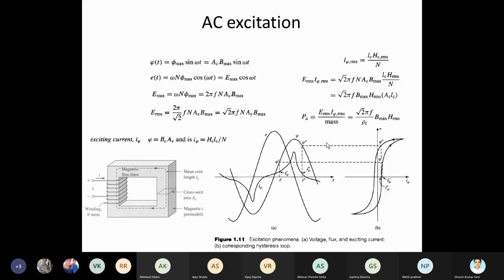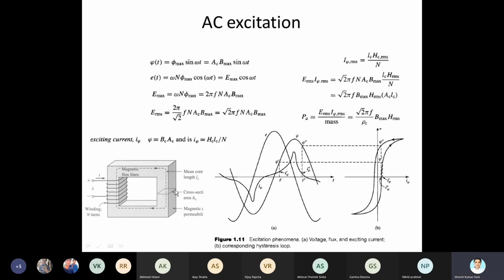Okay. Now what happens when you use the AC excitation? During the AC excitation, we have set up the flux phi max sin omega t in the primary winding, and it has the area Ac and B max set up by this flux. So B max sin omega t, induced EMF E max cos omega t.